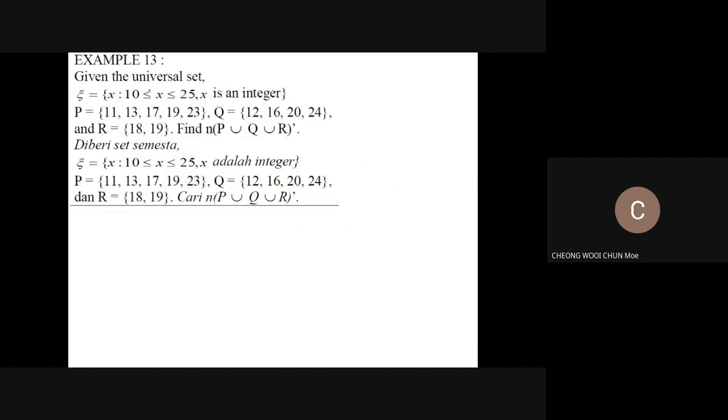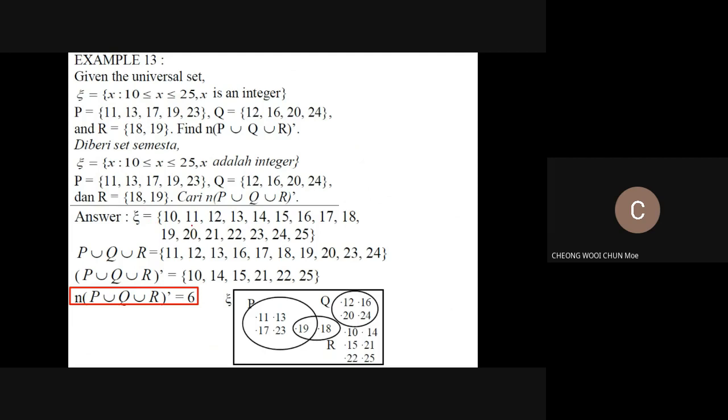So example 13, x is between 10 to 25 including, so you write down 10 to 25. Then P is 11, 13, 17, 19, 23, write down. You can also write them down here. Q is also given, R is also given. You want to find the number of elements in the complement of P union Q union R. Before finding the complement, you write down P union Q union R first.